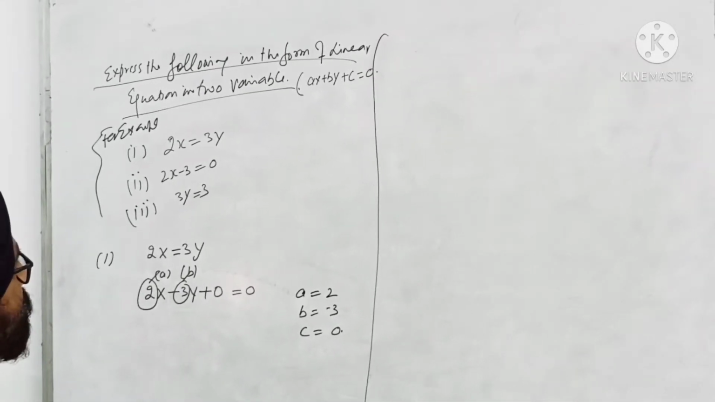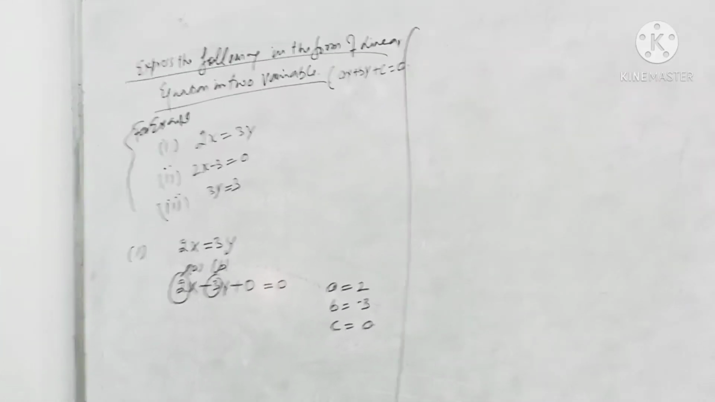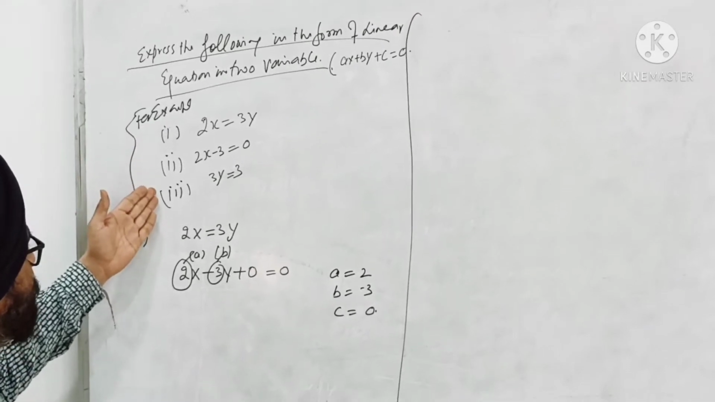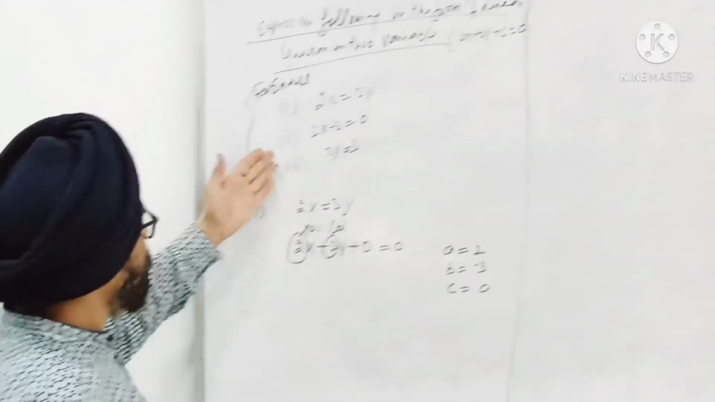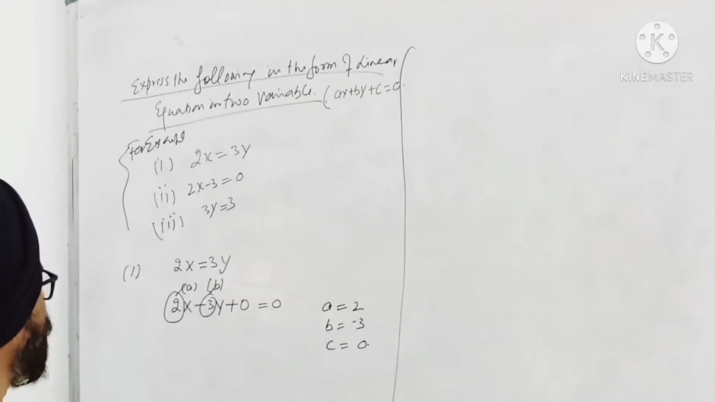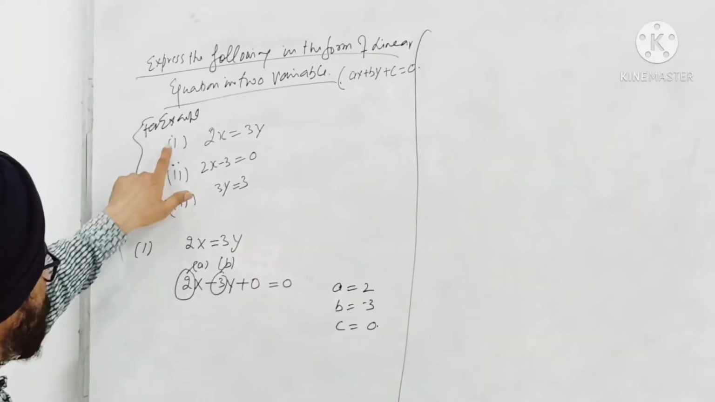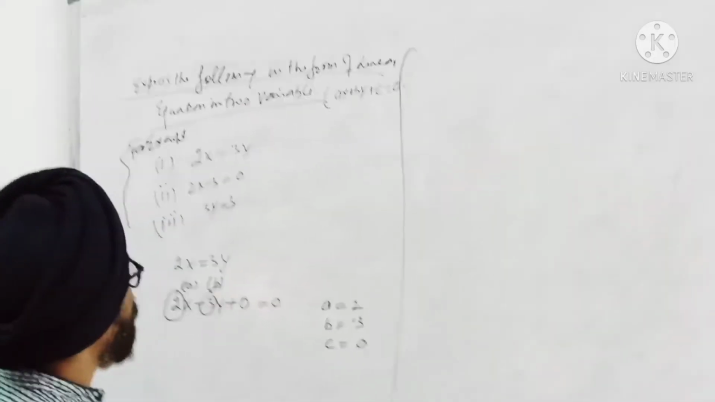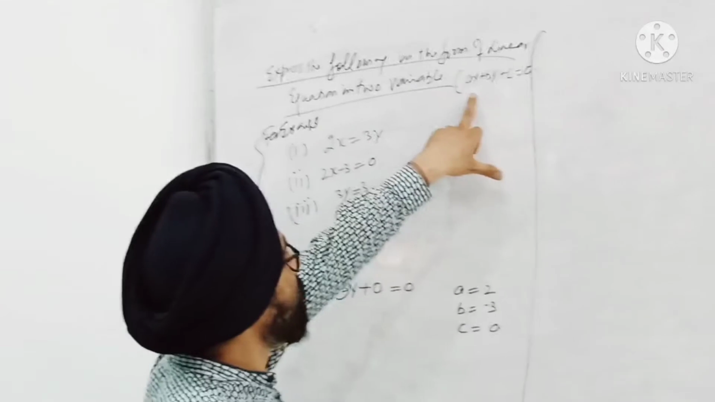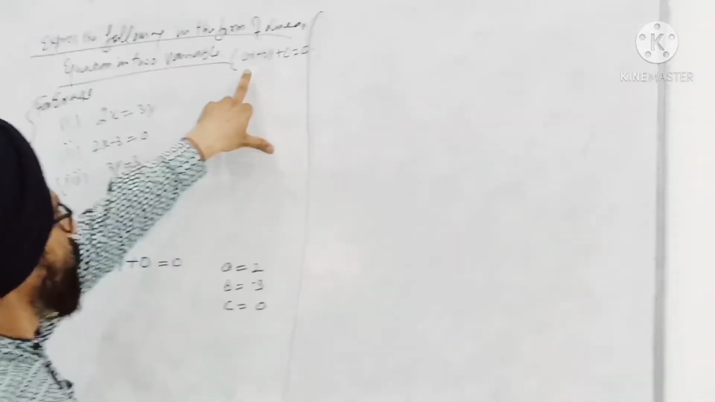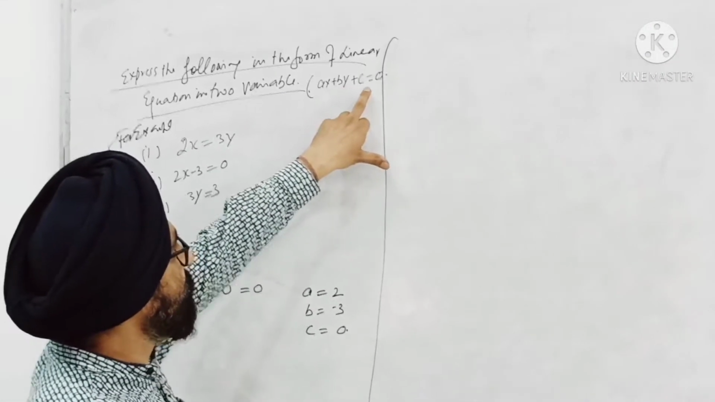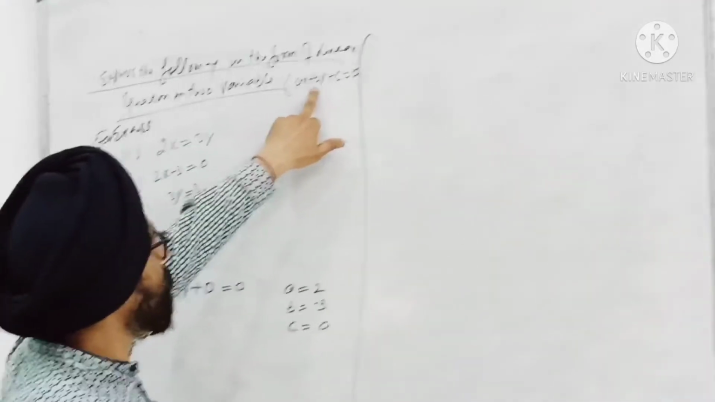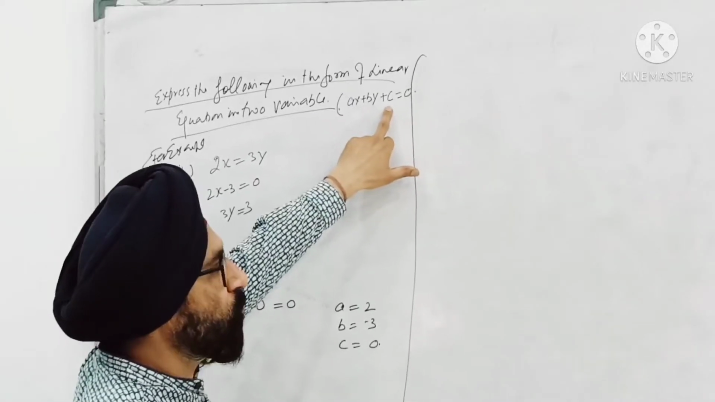Now let's take some more examples. How to present these 3 examples on a graph. Let's take the first one, 2x is equal to 3y. We know that the linear equation in two variables is presented in the mathematical model ax plus by plus c is equal to 0. Here a is the coefficient of x, b is the coefficient of y, and c is a constant value.